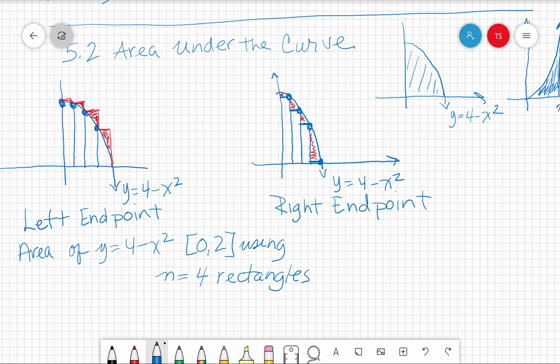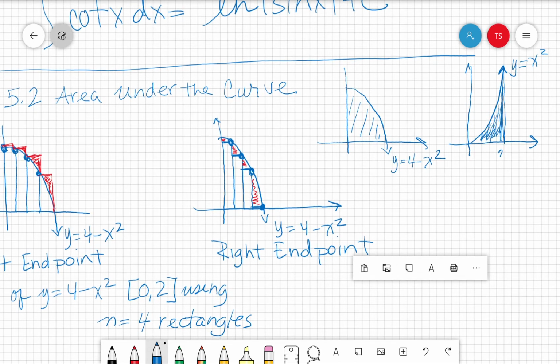In this video, we'll look at finding the area under the curve. And so we're going to look at a geometric way of finding the area. The first thing I want to point out is that the area under the curve is the area between the graph and the x-axis. So for a graph like y is equal to 4 minus x squared, the area is this area under the curve, between the curve and the x-axis.